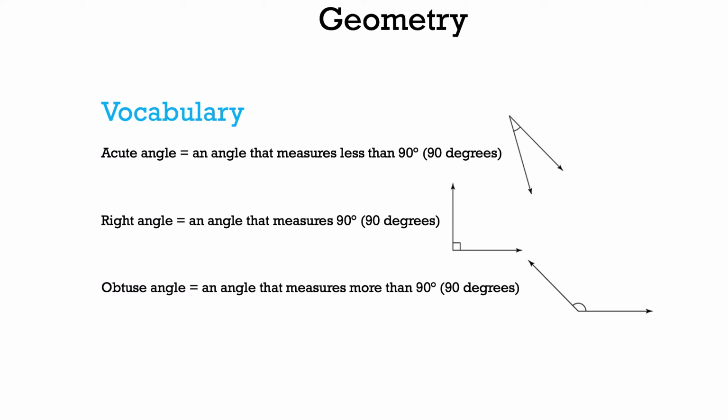So let's talk about the vocabulary. We're going to have 3 types of angles: acute, right, obtuse. Now these are the 3 angles we're going to talk about. There are more, but these are the ones we're going to be talking about. An acute angle is an angle that measures less than 90 degrees. A right angle is an angle that measures 90 degrees. An obtuse angle is an angle that measures more than 90 degrees.